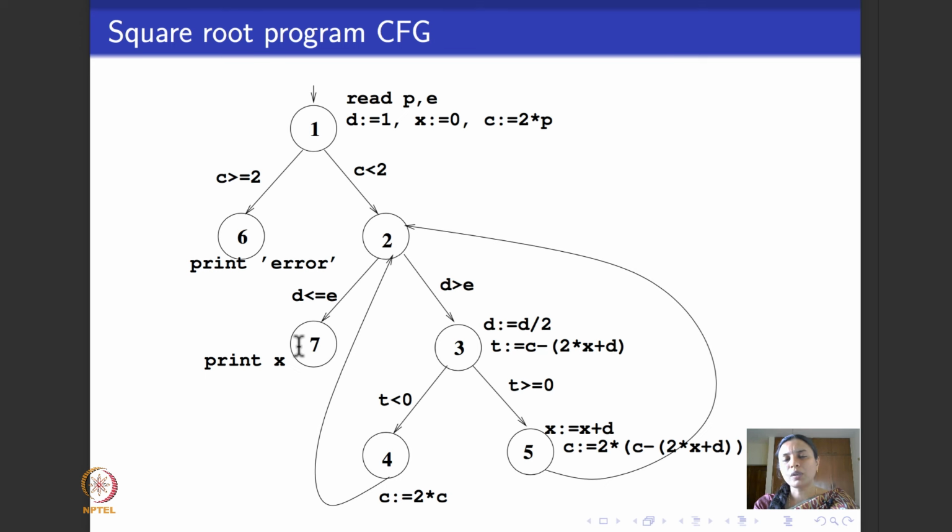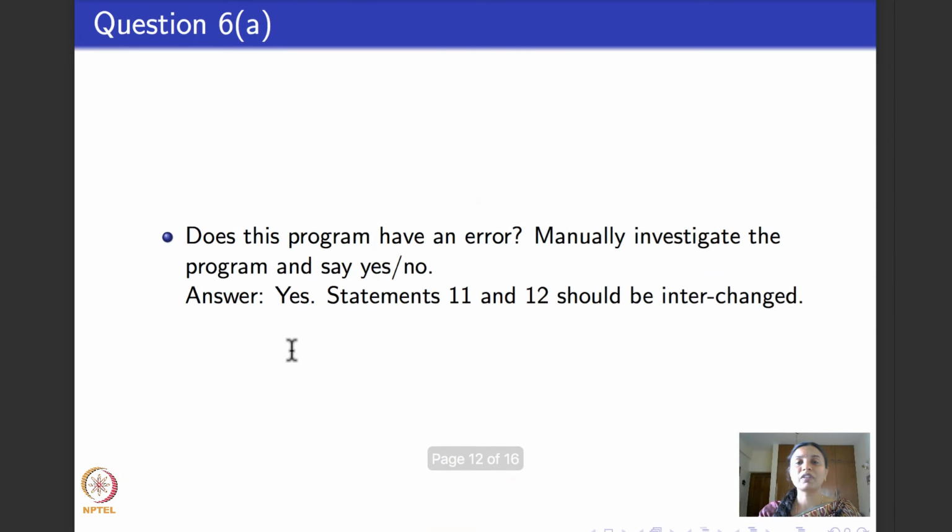So now we'll look at one question after the other and see what were the questions that were asked. The first question, in fact, was not dependent on the CFG. It just asks you to look at the program, to study the program, and find out on your own, without resorting to any graph-based testing or any other testing, does this program have an error?